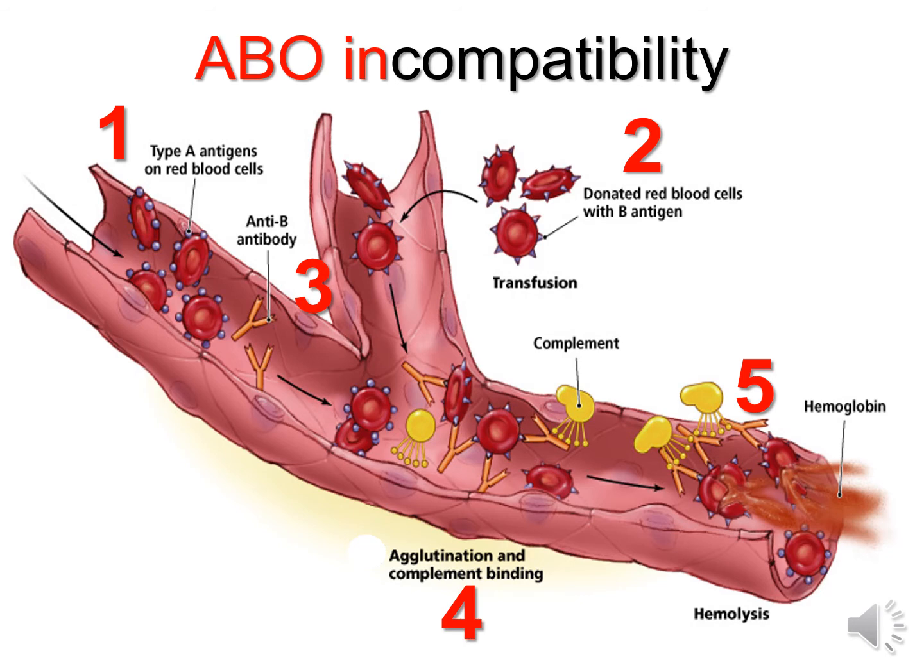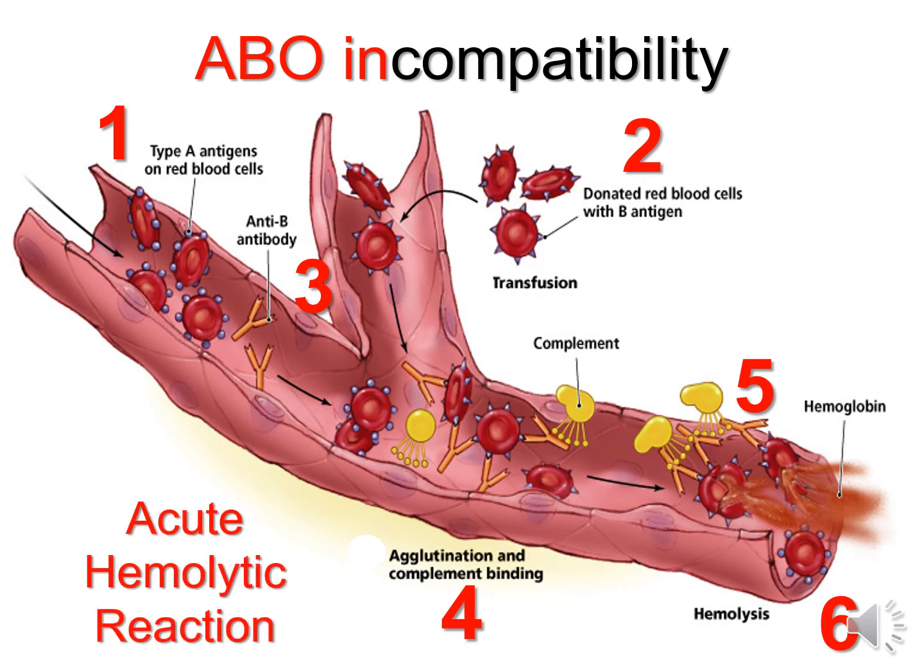They attack. Clumping occurs, clots form, thrombosis occurs. As a consequence, two things happen. You get massive hemolysis and you get thrombosis forming. You get an acute hemolytic reaction, which is potentially life-threatening.